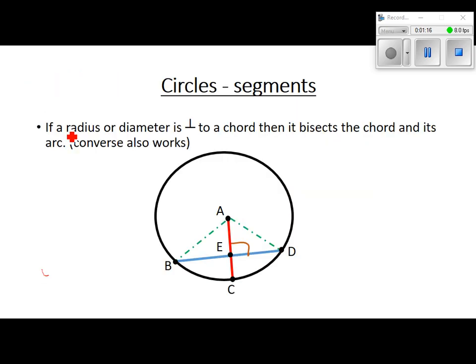Next one, if a radius or a diameter is perpendicular to a chord, then it bisects the chord. So if I have a chord going across this circle here, and I draw a radius, or it could be a diameter, it could go all the way across the circle, and it forms a right angle, then it bisects that chord. It splits that chord in half.